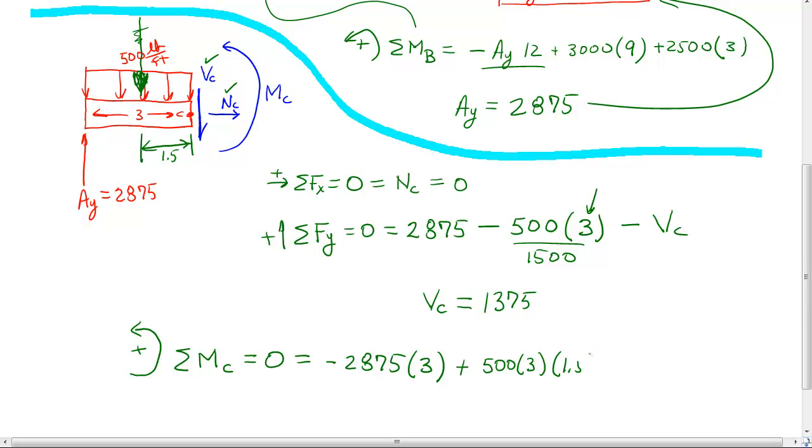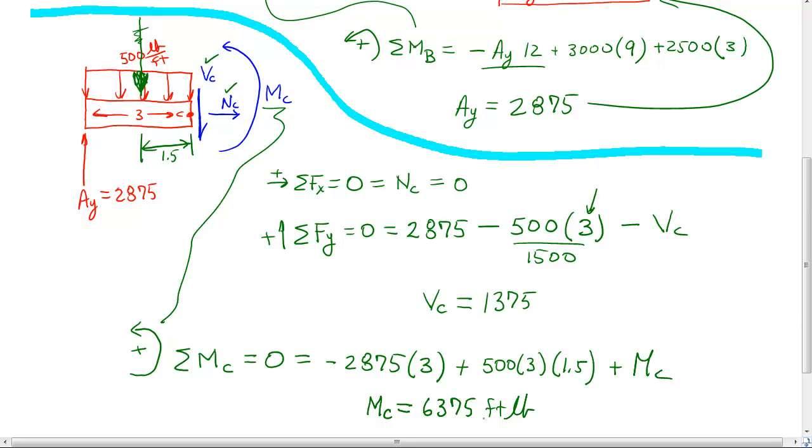So, oops, what happened here? So, turns out that this and this go in the same direction. So, what I end up with is an internal moment equaling 6375, and it's positive, so it's foot pounds or pound feet, doesn't really matter.